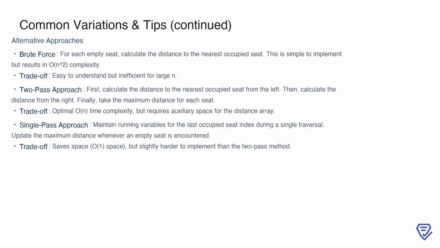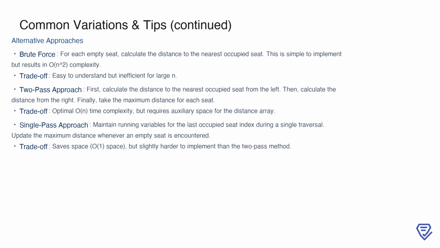A more efficient solution is the two-pass approach. Here, you calculate the distance from the nearest occupied seat in 2 steps, first from the left, then from the right. Finally, for each seat, you take the maximum of these 2 distances. This approach is optimal in terms of time complexity, running in O(n), but it does require auxiliary space for storing the distance array.